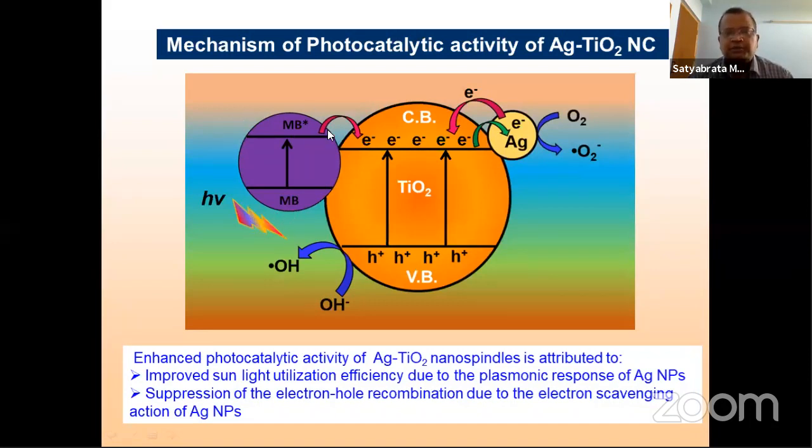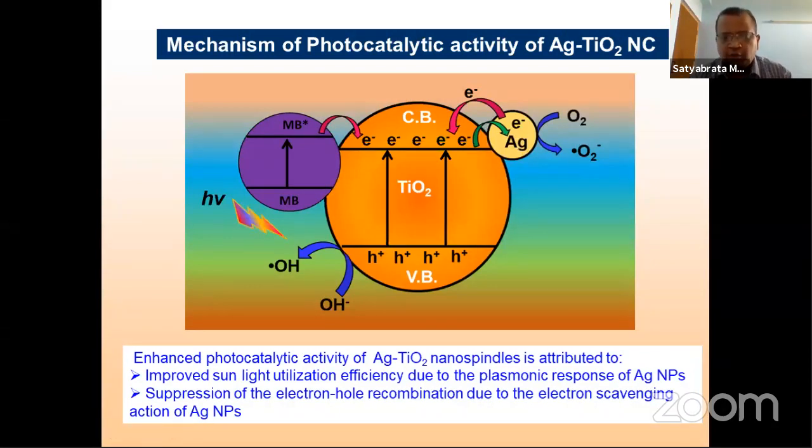And then this pollutant, particularly dyes, can get excited. They inject electrons into the conduction band. Now you're looking at this plasmonic nanostructure. It's a metal, so there is a metal-semiconductor Schottky junction, and for that we will have an electron scavenging action. The electron scavenging action leads to suppression of recombination, because the major chunk of these electrons are scavenged into the silver nanoparticles, which act as a sink.